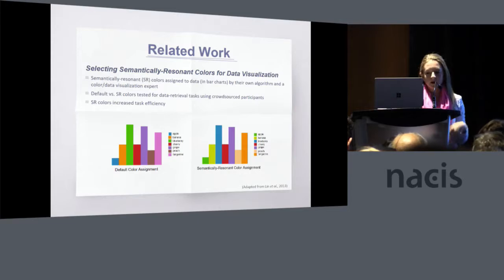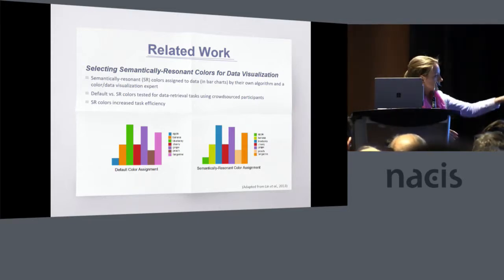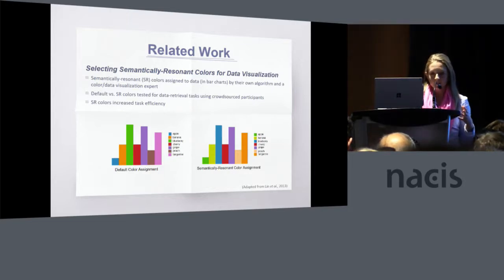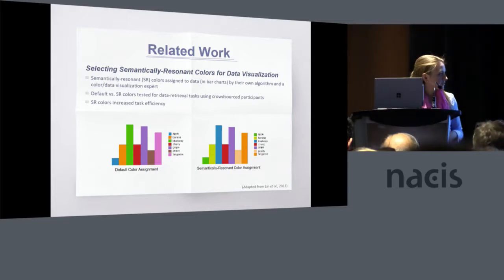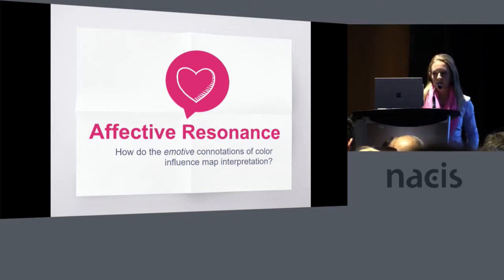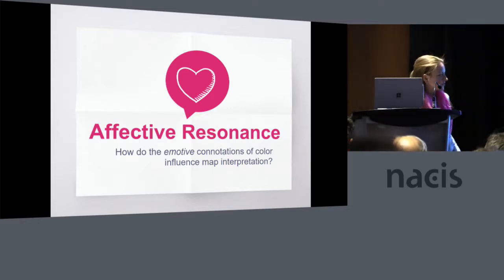And what they found is that when participants used the charts with semantically resonant colors, so the second chart right there, participants were more efficient. They answered questions faster. So they suggest that this is maybe because of a Stroop effect or maybe because of less reliance on the legend. So colors have not just logical but also affective associations.